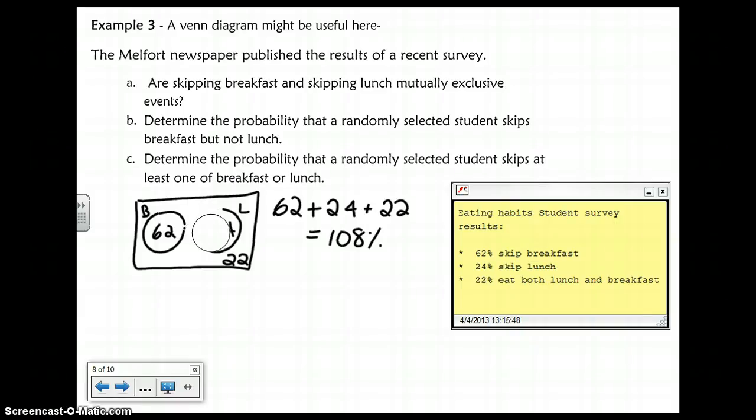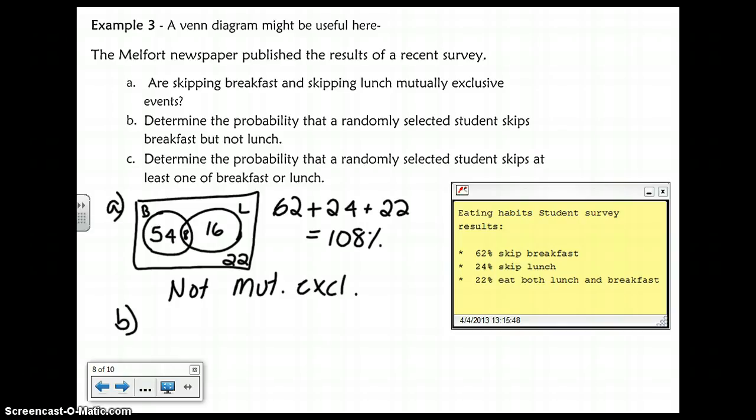So actually we would need to redraw this as non-mutually exclusive, where 8 is the overlap. Now could you figure out what goes in the rest of these? 16 goes in lunch because it's 24 minus 8 is 16. Yep. 54, because 62 minus 8. Yeah, that's okay. So 54. So are they mutually exclusive? No, there's 8% that actually skip both breakfast and lunch. So part A would be not mutually exclusive.